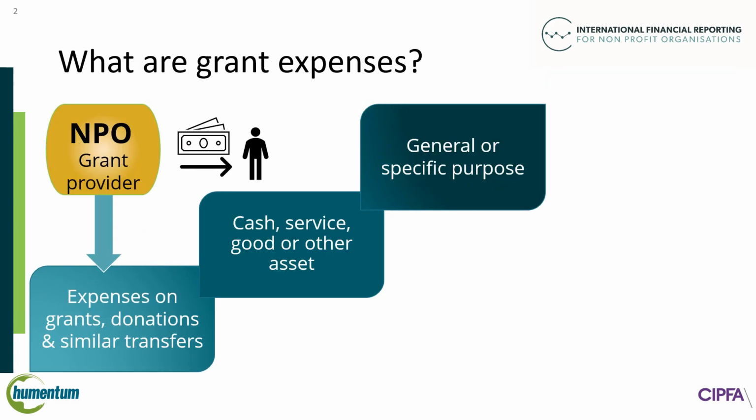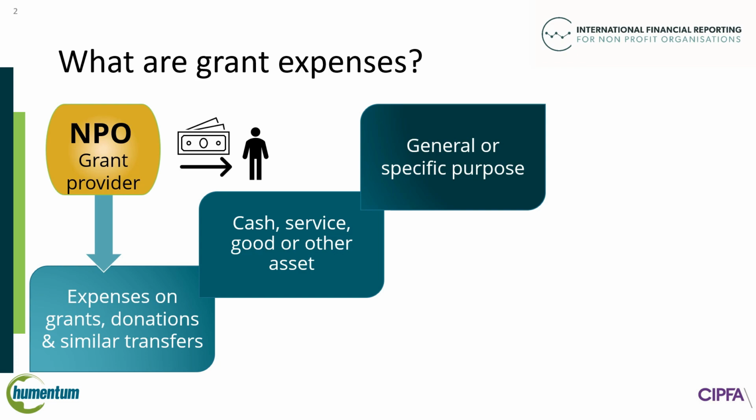Grant expenses is the generic term used to describe expenditure on grants, donations, and similar transfers by grant-providing NPOs. It is important to clarify that in INPAG, the term grant expenses is not used to describe the expenses that an NPO incurs as a result of a grant that it has received, such as grant-funded salary costs.